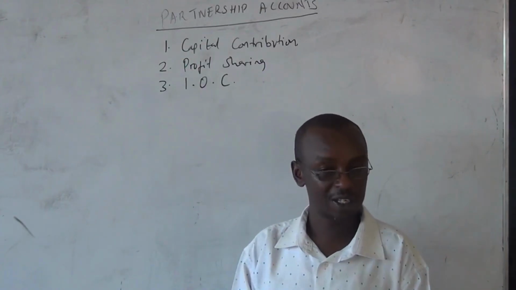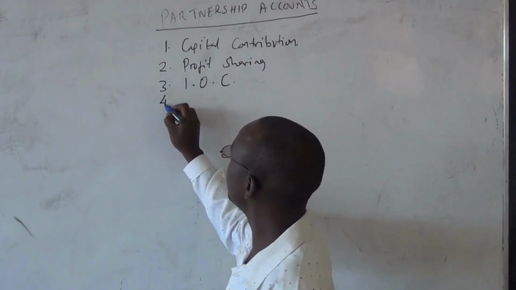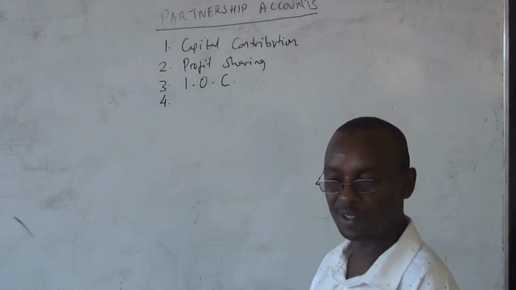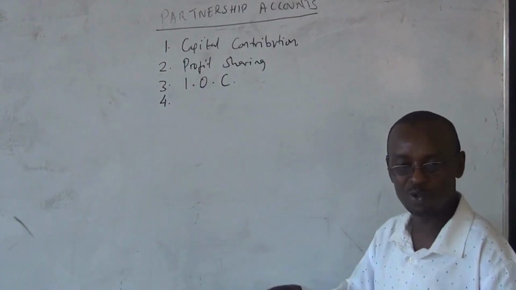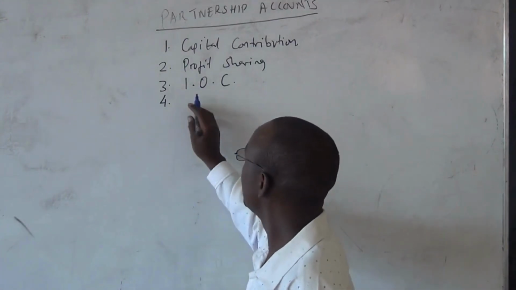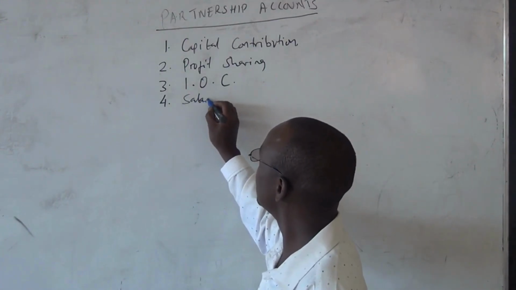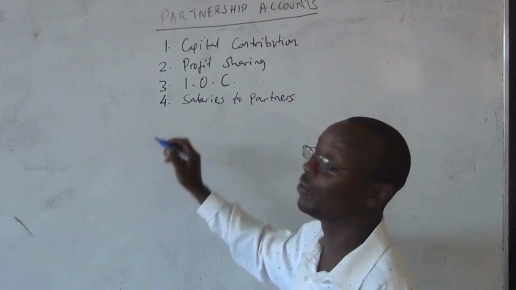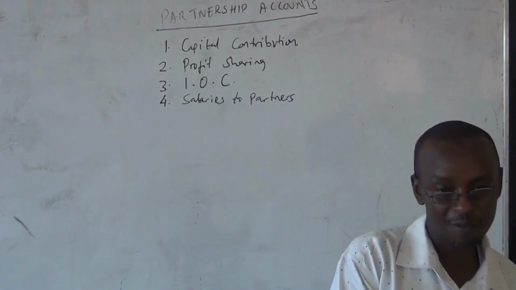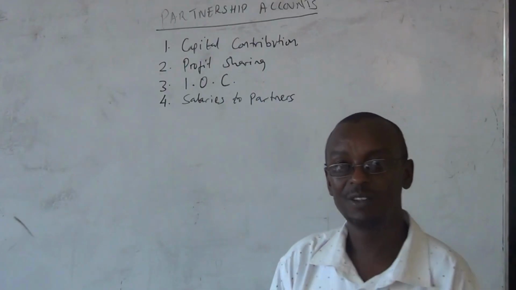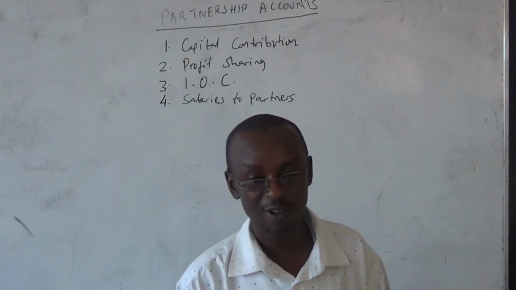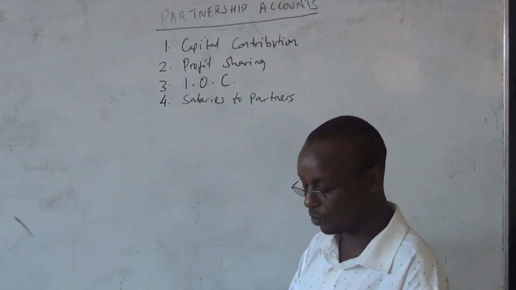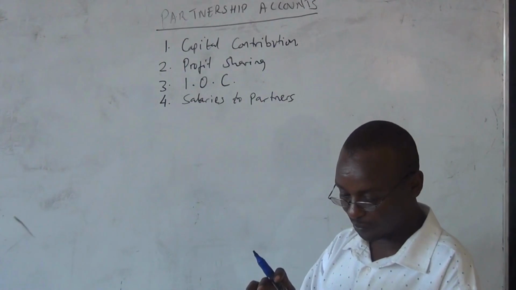Then there are salaries. Some of the partners will be working in the business. Maybe one will be a manager, the other will be a driver, or any work that he will be doing in that business. So they will be getting salaries, salaries to partners. Okay? We will agree that if you will be the manager of the business, then we will be giving you a salary of 50,000 per month, or any amount that we are going to agree on. That is another thing that we agree on.